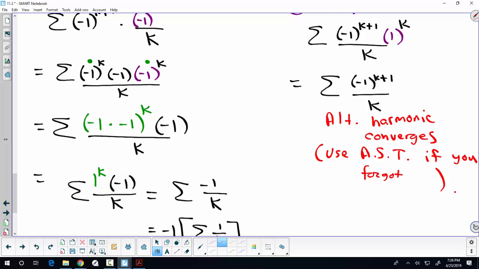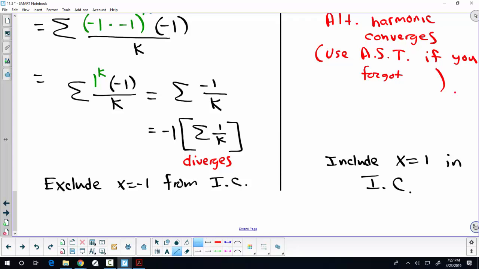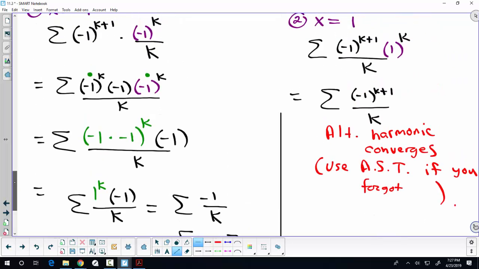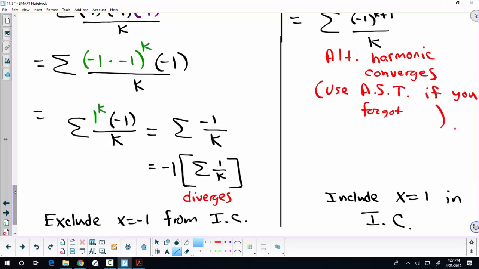Okay, so then what do we do here? Yeah, you have to include x equal to 1 in the interval of convergence. Okay, so that's, does anyone need me to scroll up or down? Just say so if you do. And also, are there any questions?